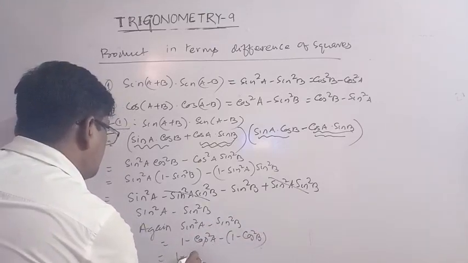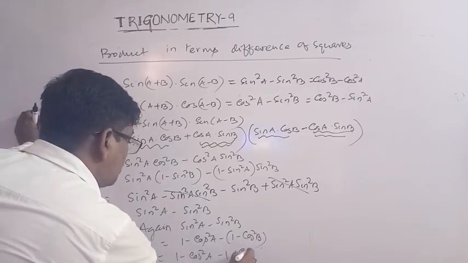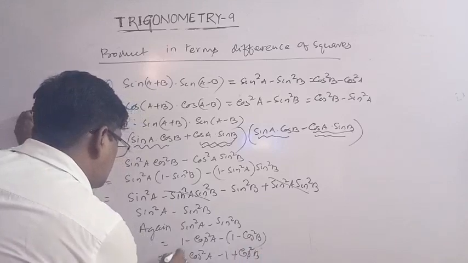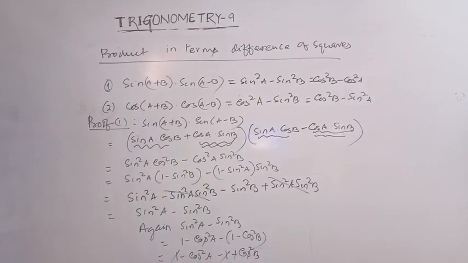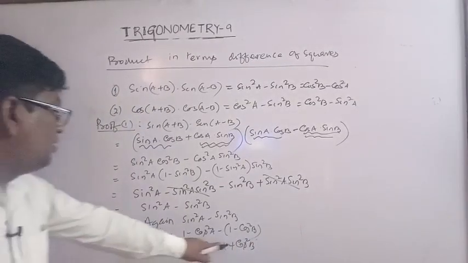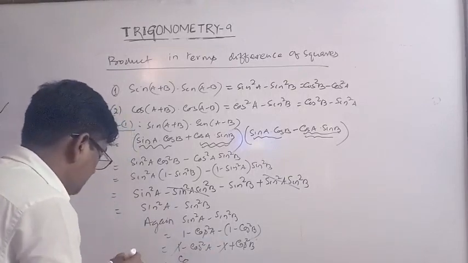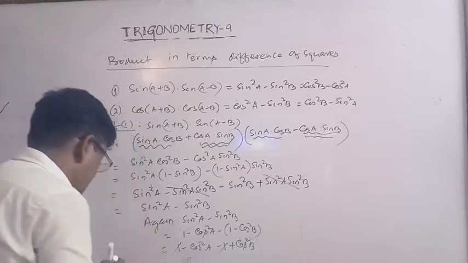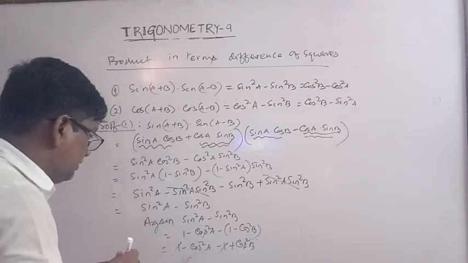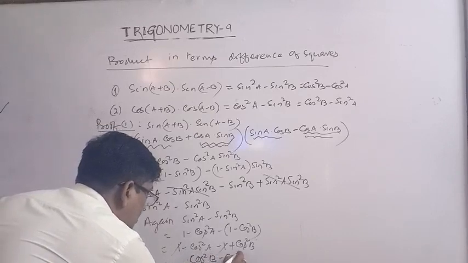So 1 minus cos square A minus 1, and plus cos square B. So plus 1 minus 1 goes cancel, and this is equal to cos square B minus cos square A.